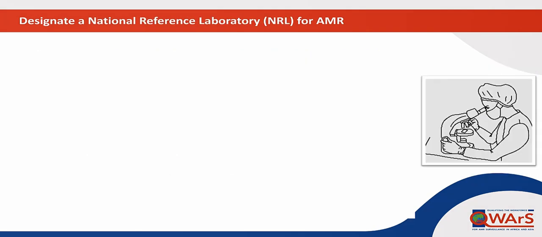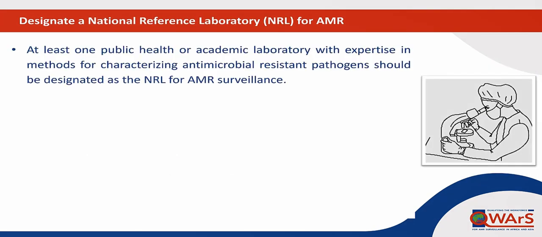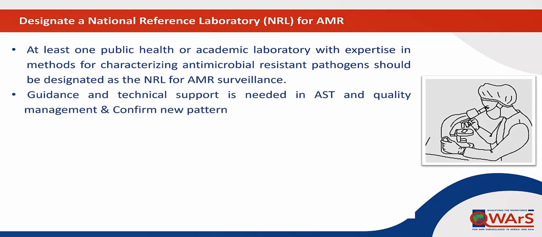At least one public health or academic laboratory with expertise in methods for characterizing antimicrobial resistant pathogens should be nominated as the National Reference Laboratory for AMR surveillance. It will be required to provide participating institutions guidance and technical support in AST and quality management, including participation in external quality assurance schemes, and to confirm unusual or new resistance patterns before they are reported to the relevant national authority.